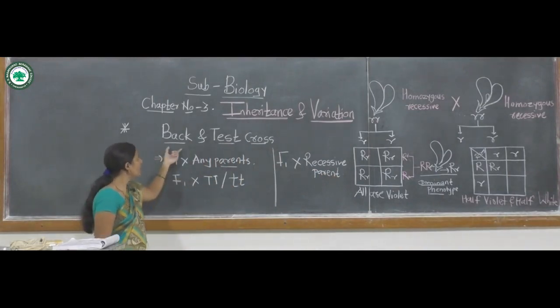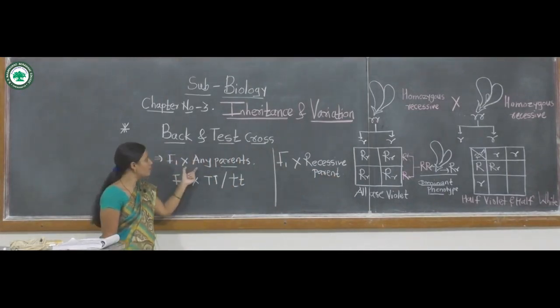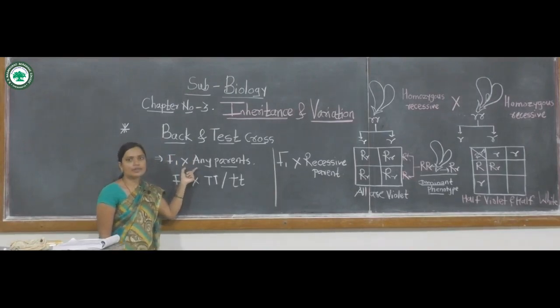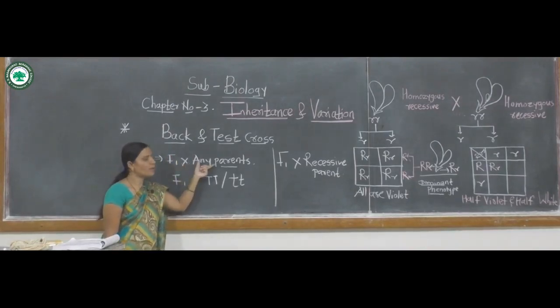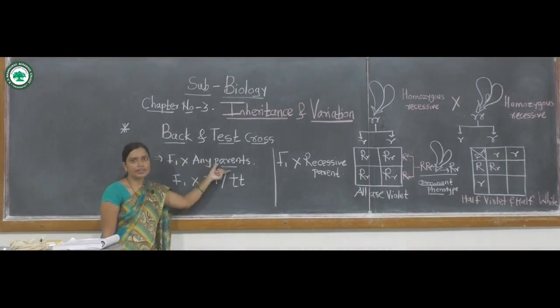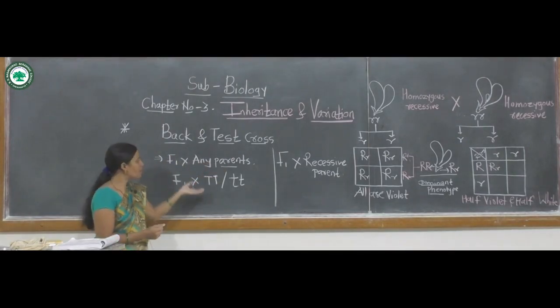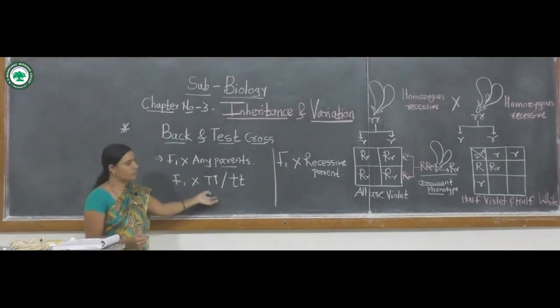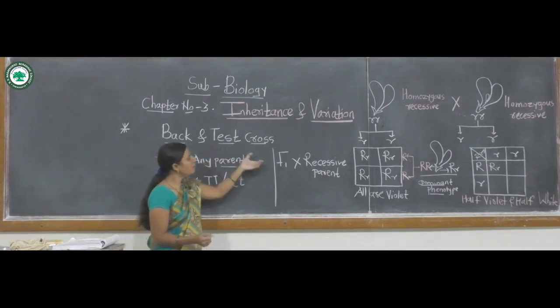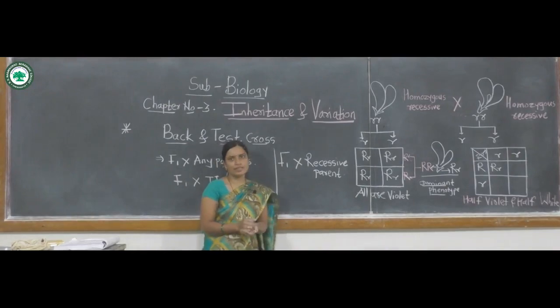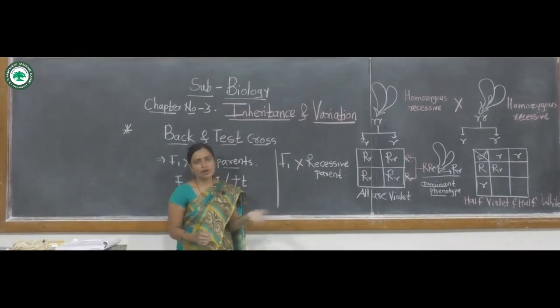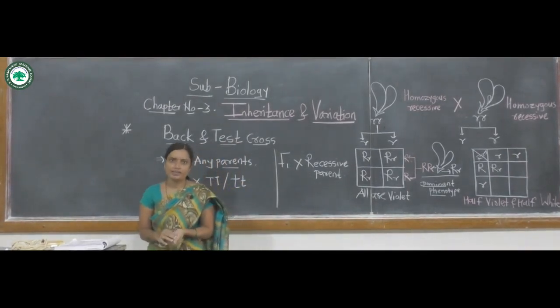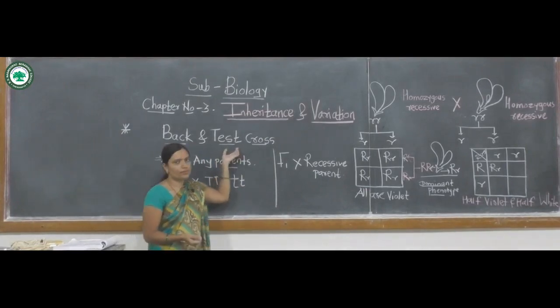First, we shall start with the back cross. Back cross means F1 is crossed with any one of the parents, and this parent is dominant or recessive. This cross is called the back cross. And the other one, test cross, means F1 is crossed with the recessive parent. This cross is known as a test cross.